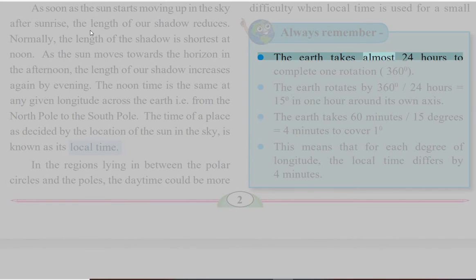The Earth takes almost 24 hours to complete one rotation, 360 degrees. The Earth rotates by 360/24 hours, which is equal to 15 degrees in 1 hour around its own axis. The Earth takes 60 minutes for 15 degrees, which is equal to 4 minutes to cover 1 degree. This means that for each degree of longitude, the local time differs by 4 minutes.